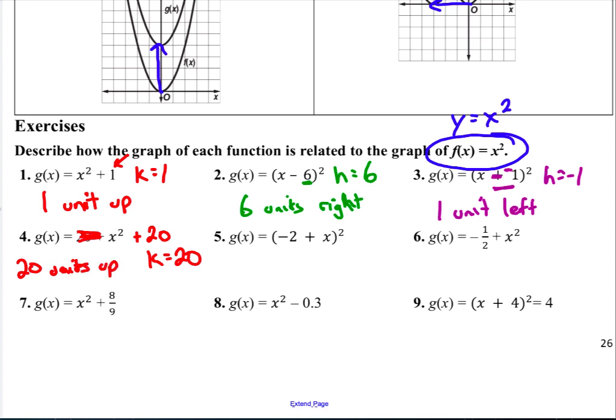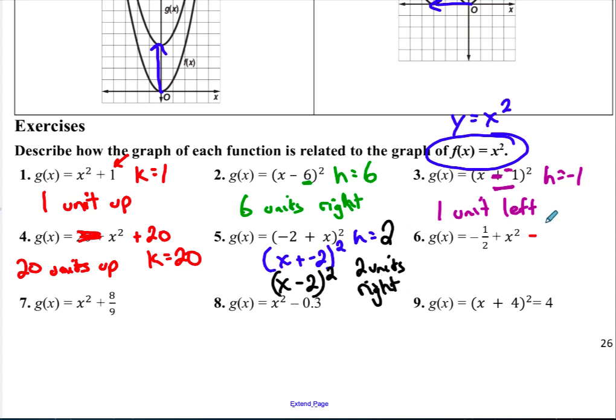For the next one, I'm going to do a little bit of rewriting, because it's in the parentheses, so that's going to be my h value. But I'm going to rearrange it as x plus negative 2 squared. And if you think about it, plus a negative 2 is the same thing as x minus 2 squared. So my h value is 2, so it's going to be 2 units to the right in the positive direction.